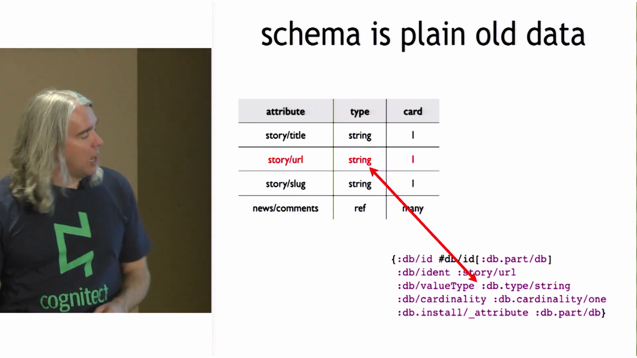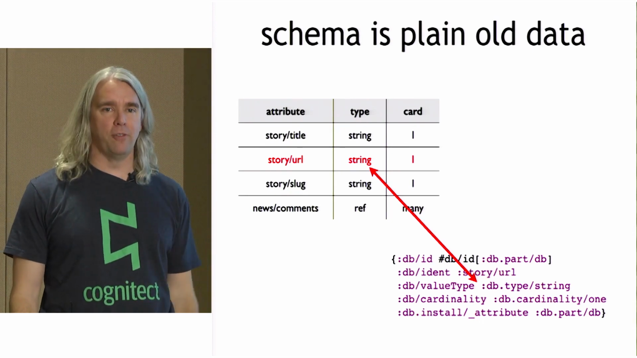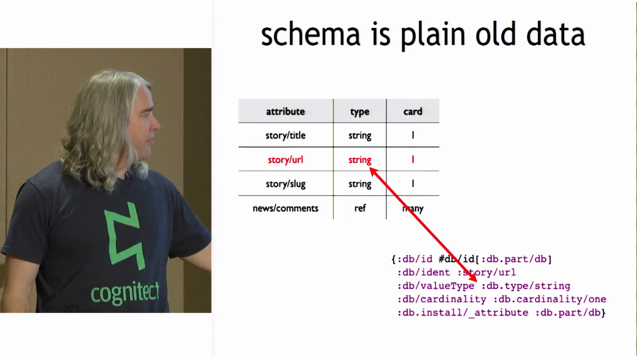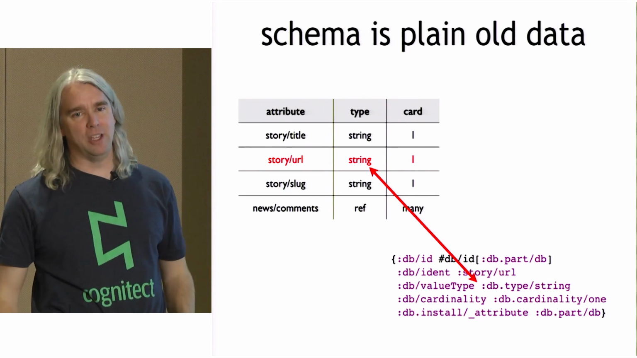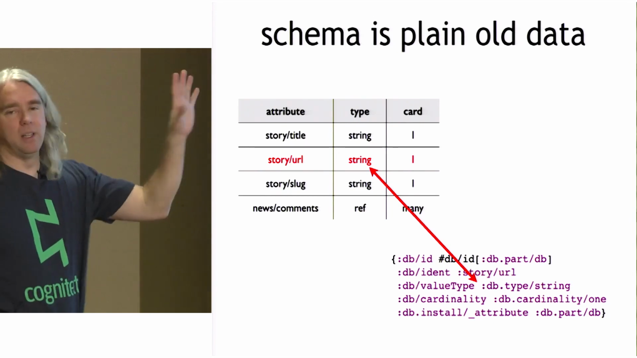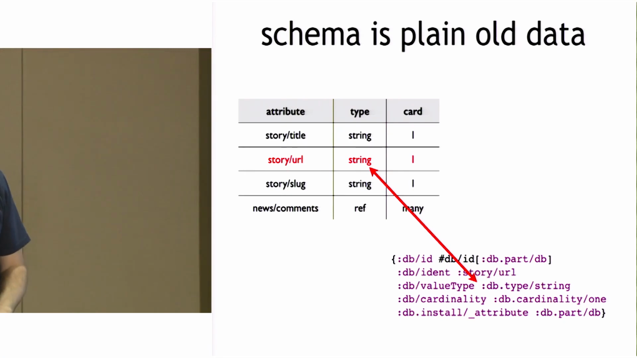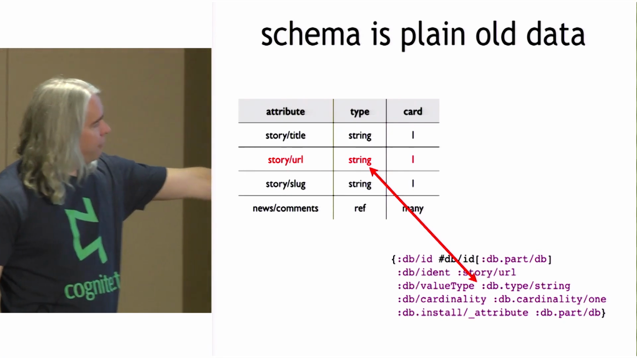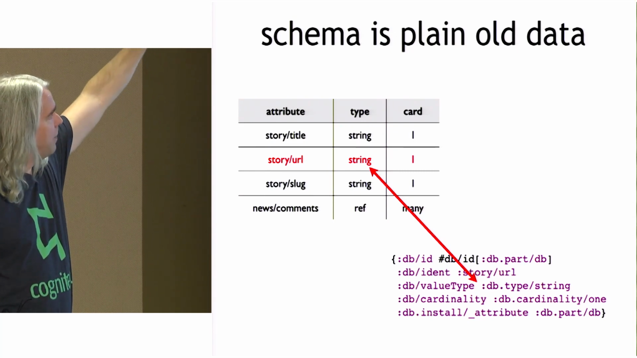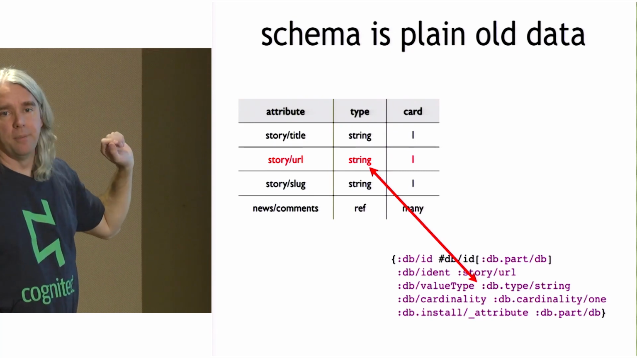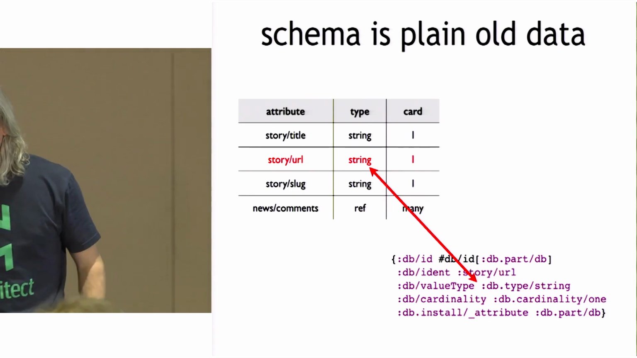And those of you who are following along really carefully will notice that db.install/attribute has an underscore in front of it, which means that this is actually a fact about db.part/db, not a fact about me. Right? That's reversing the order of navigation, just as we do with entities. That's really a technical detail from a schema perspective, but just sort of stitching things together. So we would have a piece of data like that repeated 3 more times. One for story title, one for story slug, one for news comments, that specified the right things for each one.